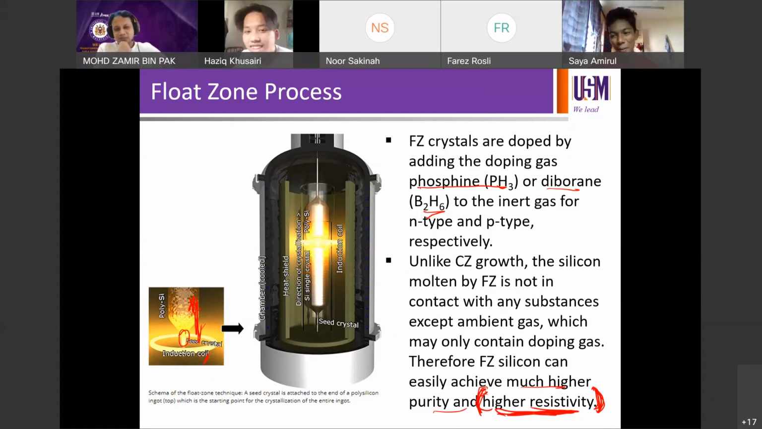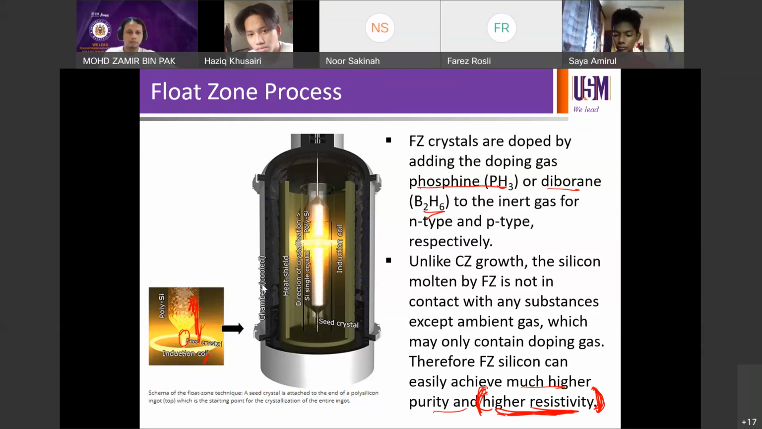You stir it in the melt. Here, the ingot is ready, isn't it? What is the state of the ingot? Solid, right? If it is already finished and you want to add other things, it will be more challenging, even though you do local melting in the ingot. The gas, phosphine or diborane, will be injected into the whole chamber. But in Czochralski, you have the melt, then you just add and stir, which is a lot easier to incorporate. That's why the float zone process results in higher resistivity wafers.